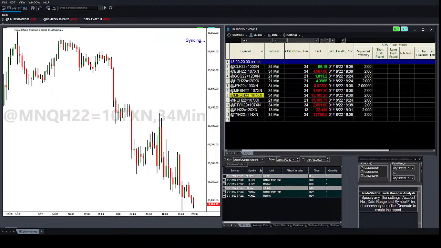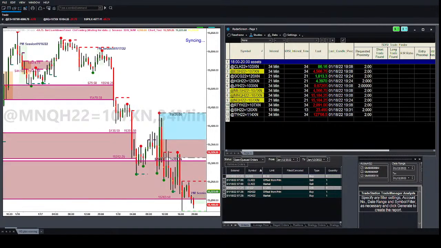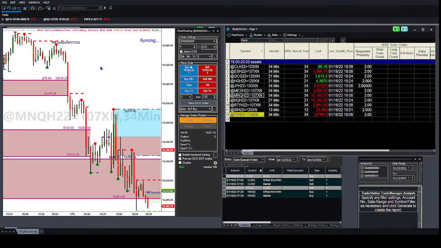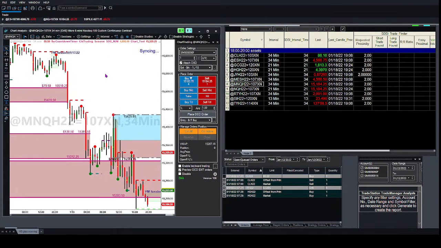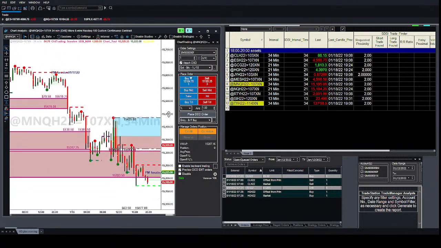Syncing. I think I accidentally turned on my bar countdown timer. That's the reason it came up syncing.